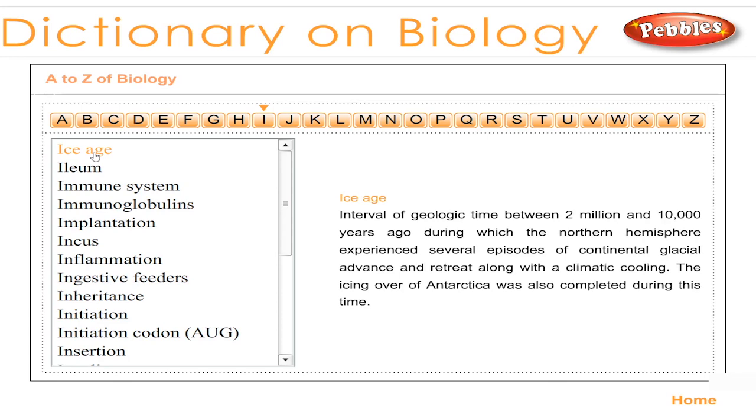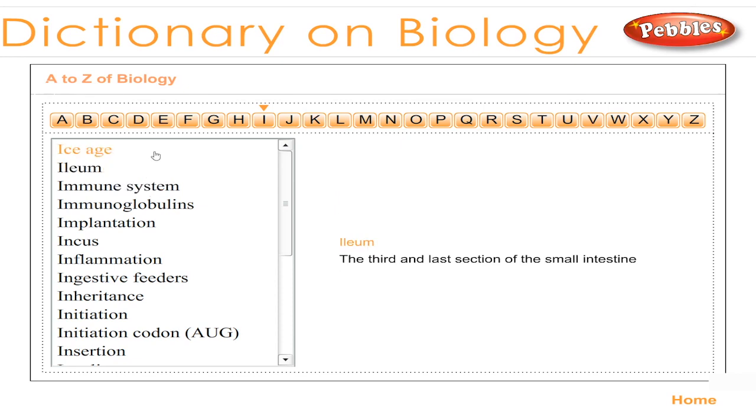Ice Age, interval of geological time between 2 million and 10,000 years ago, during which the northern hemisphere experienced several episodes of continental glacial advance and retreat along with a climatic cooling. The icing over of Antarctica was also completed during this time. Ileum, the third and last section of the small intestine.